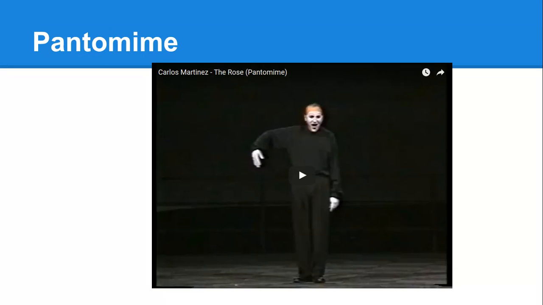Next vocabulary word is pantomime. So pantomime is kind of like miming. You're going to act out the scene without using any words at all.